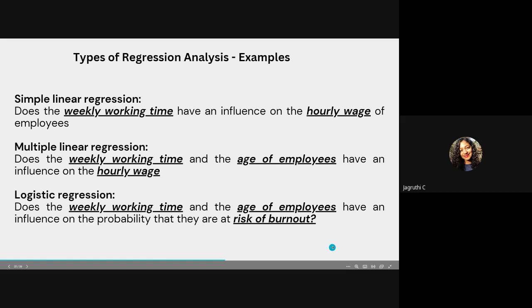And now coming to logistic regression. Here, like I said, you are going to answer yes or no, or categorical data sort of questions. One example here is, do the weekly working time and the age of employees have an influence on the probability that they are at risk of burnout? Here you will actually be answering a question. The question here depends on the probability of the risk of a burnout. So you will answer whether the employee falls under this risk or does not fall under this risk. That is where your logistic regression comes up.